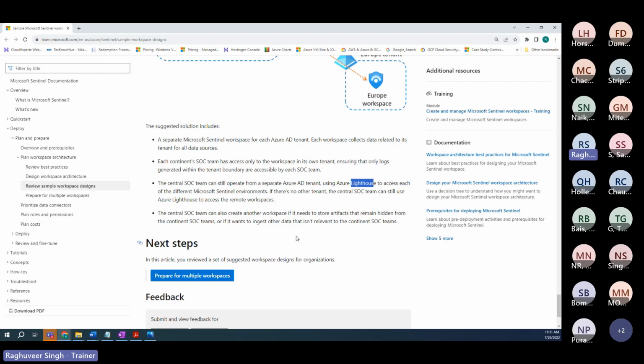Now, all of that is possible through Lighthouse. And don't consider that Lighthouse is only applicable in this scenario. Lighthouse is a multi-tenant management service. So in any scenario, Lighthouse can fit.